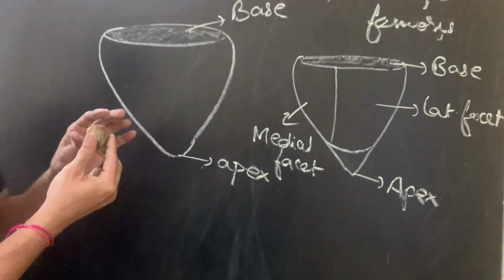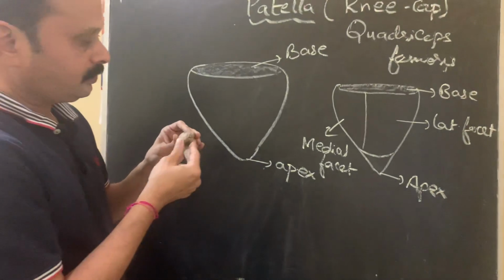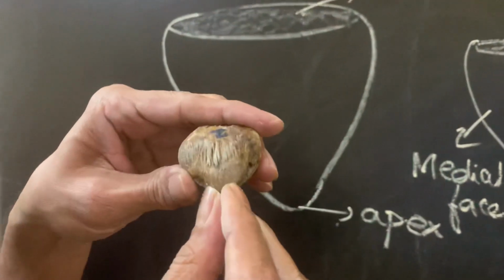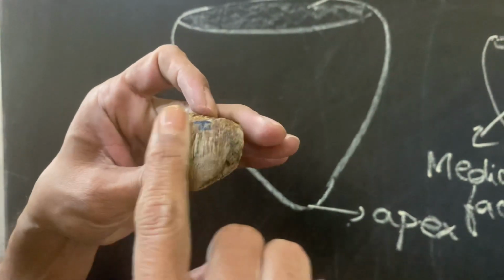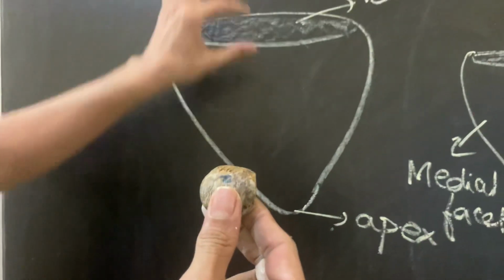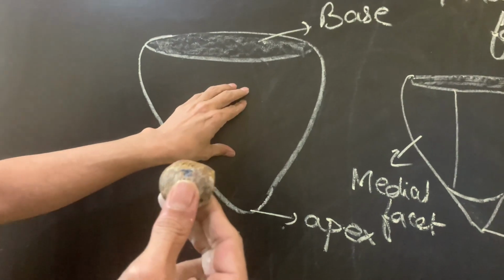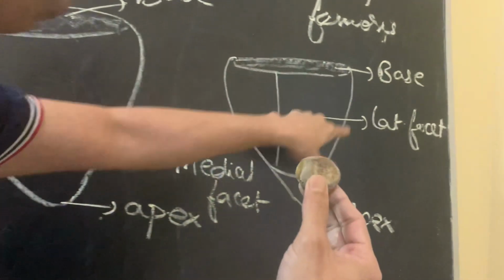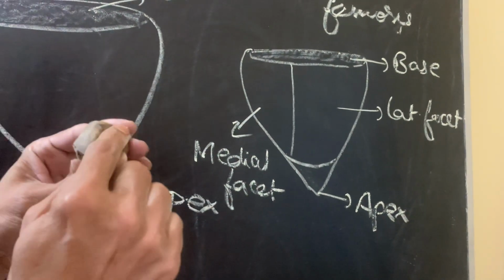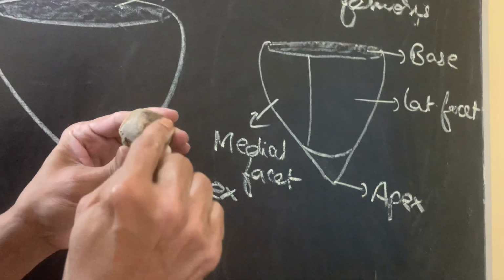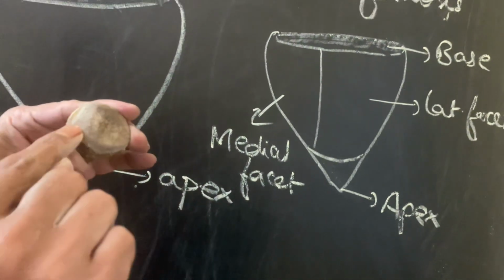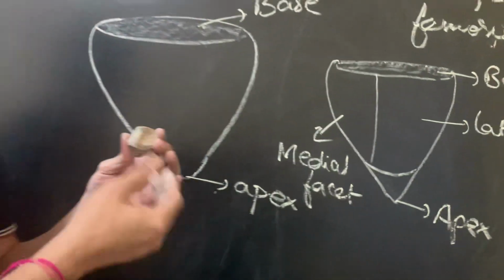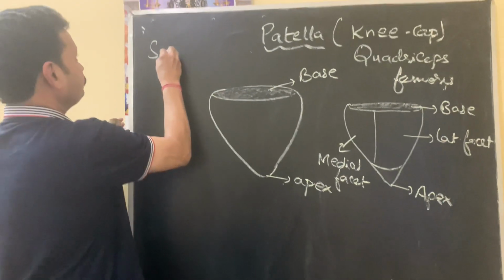Again I repeat, it consists of a base above. This is the base, this is the apex, and this one is the anterior surface. And it also consists of a posterior surface, and the posterior surface contains two facets. This is a larger lateral facet and this is a smaller medial facet. Is it clear?